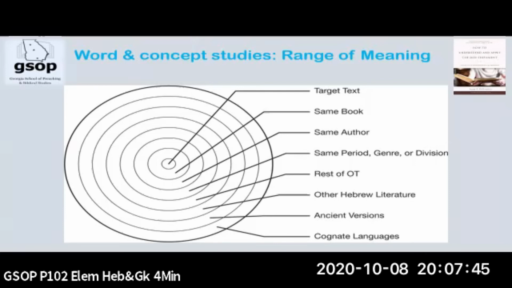You want to look into the same author, the same book, say Ephesians. So I want to see, does he use it elsewhere in Ephesians? Well, if not, does that same author use it somewhere else? Or does the same period or genre or division use it throughout? Or what about the rest of the Old Testament? Or the rest of the Hebrew literature or ancient versions or other cognate languages? Cognate language would be like, we have Hebrew, a cognate language would be like Ugaritic or Akkadian. Those are other Semitic languages that are very similar to Hebrew, or Hebrew is very similar to them, depending on how you look at it.